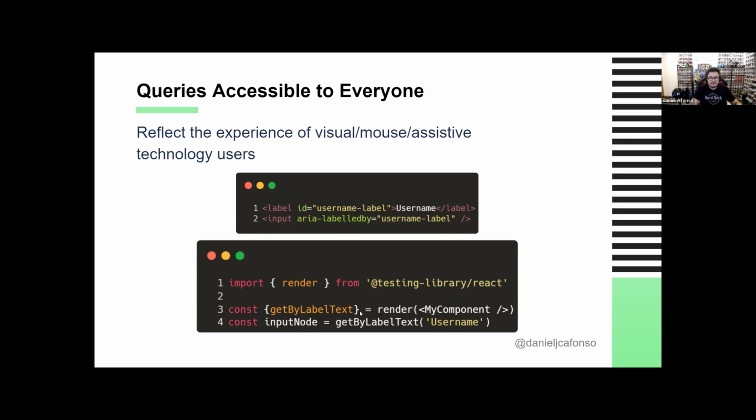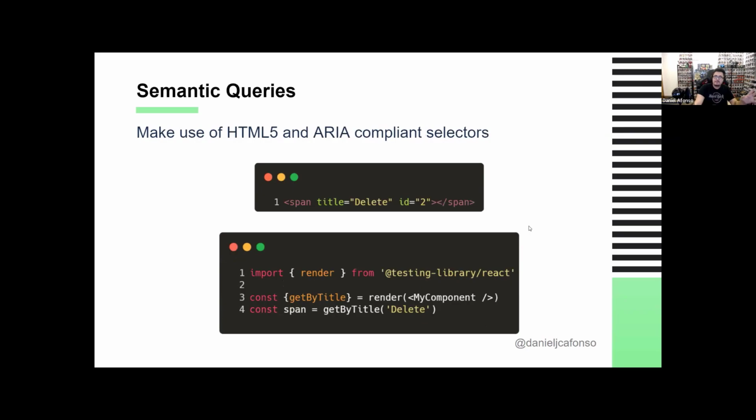And what this query will do inside of it is it will look into our DOM. It will look into our label that has the text username, and it will ask it, is this label assigned to anything? Yes, it's assigned to this input thanks to the aria-labelledby. And then it will return this input that will be assigned to our variable. And this is pretty much the process of querying with the testing library. And here is an example of a query that's accessible to everyone.